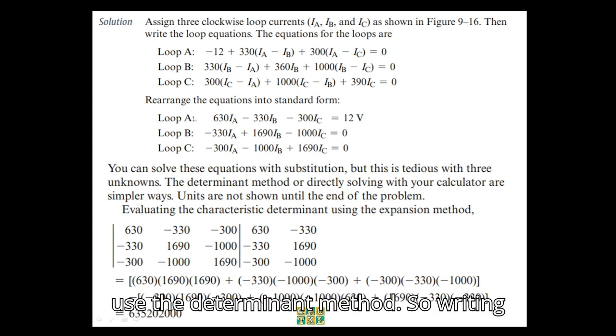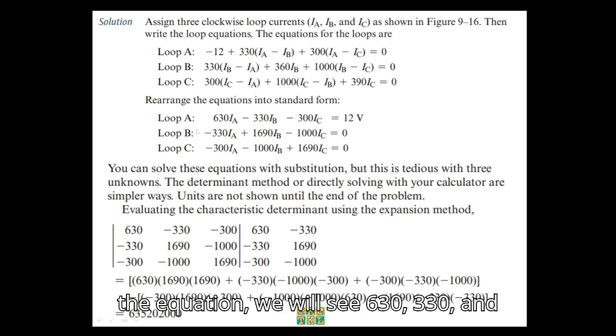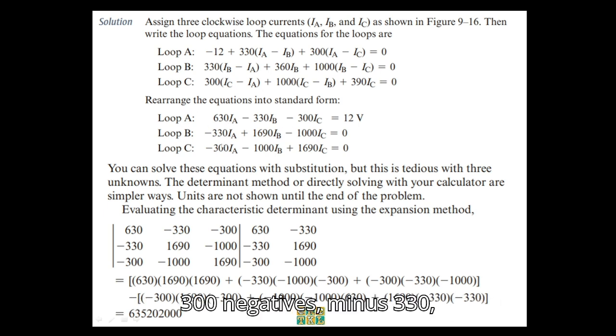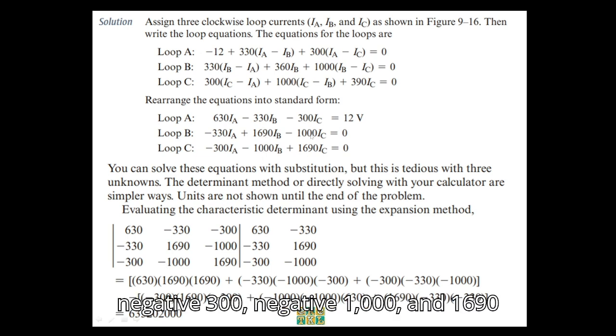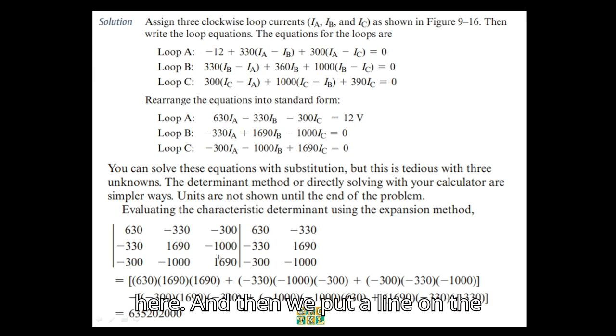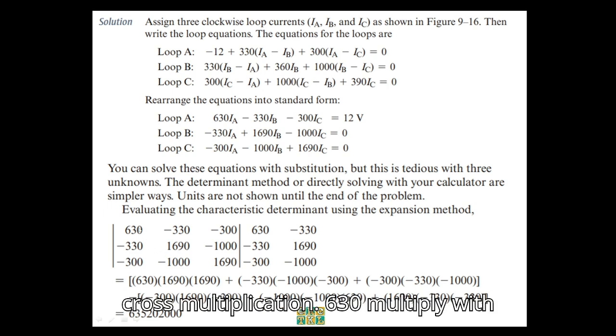But for now, let's use the determinant method. So writing the equation, we will see 630, negative 330, and negative 300, then negative 330, 1690, and negative 1000 here, and then negative 300, negative 1000, and 1690 here. And then we put a line on the right and a line on the left, and we copy the 630, 330, 300 here, and then we copy the 330, 1690, 1000 on the right, and we will get the answer here as this. That will be the denominator for our solution.